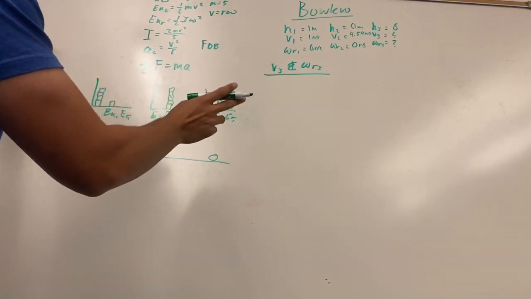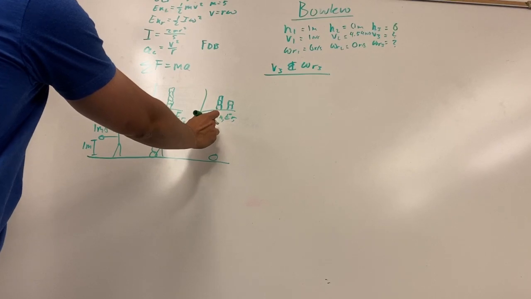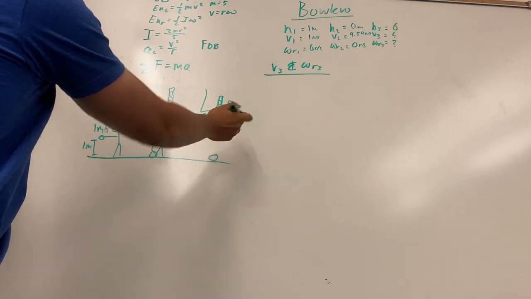To solve for each one, we can set it up as EK2 equals EK3 plus ER3.